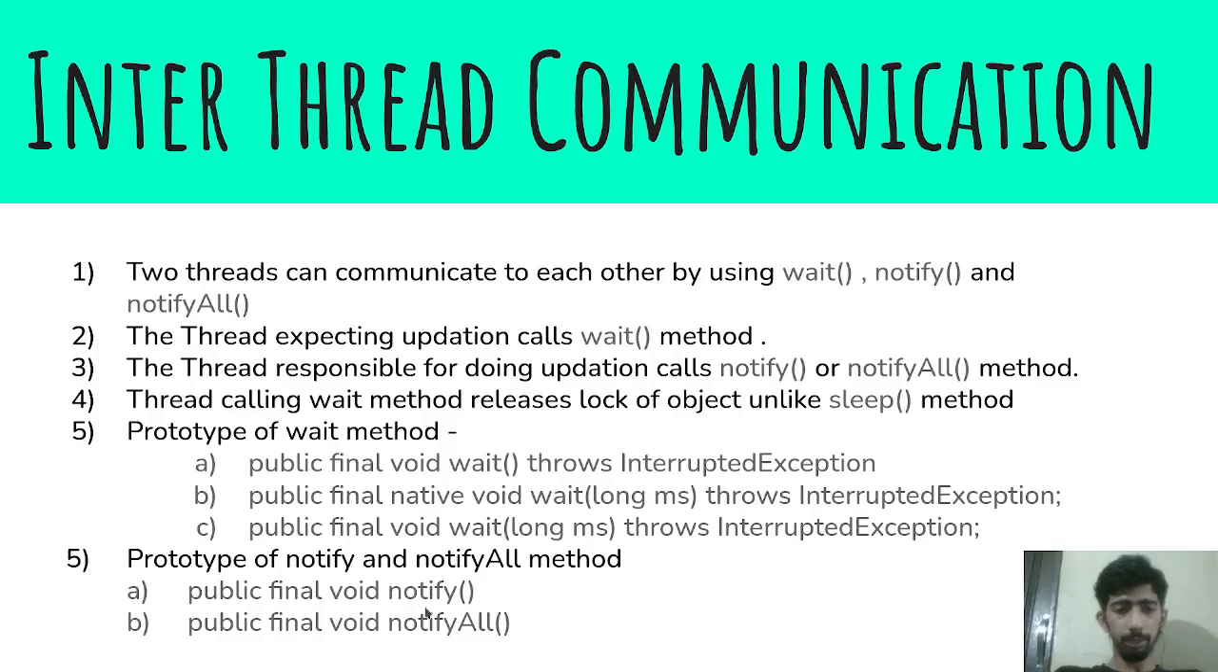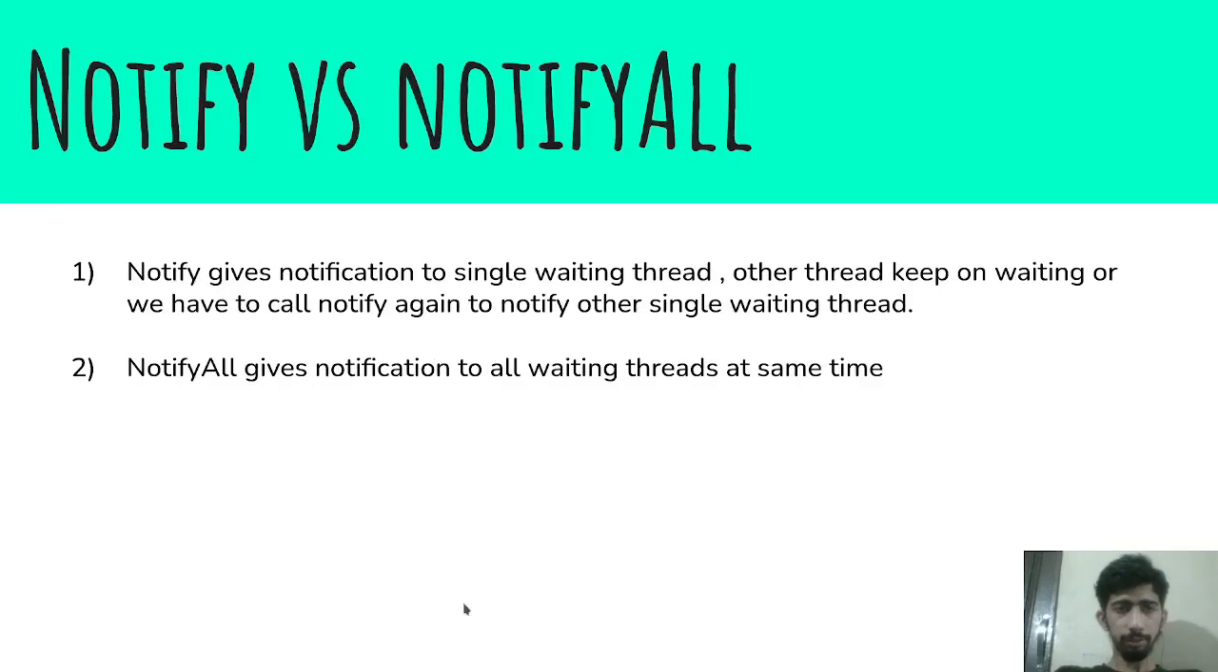Notify and notify all have the prototypes public final void notify and public final void notifyAll. Now, notify versus notify all. Notify gives notification to a single waiting thread. Other threads keep on waiting, or we have to call notify again to notify another single waiting thread. So this means notify just notifies a single waiting thread. If we want to notify another waiting thread, then we have to call notify again. While notify all notifies all the waiting threads at the same time.